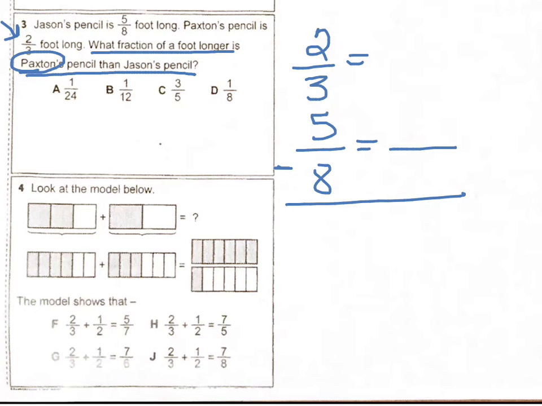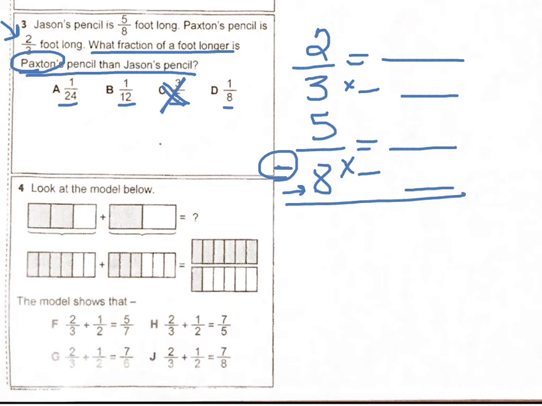All right, so you're going to have to find a common denominator. It's either going to be 24, 12, 5, or 8. Well, it can't be 5 because it can't be smaller than your biggest denominator, which is 8. So 5 is out. Find your common denominator. Make equivalent fractions. Remember, whatever you do to the denominator, you have to do to the numerator. And then subtract and see which one is your answer.